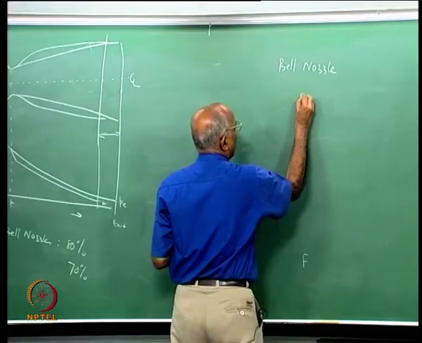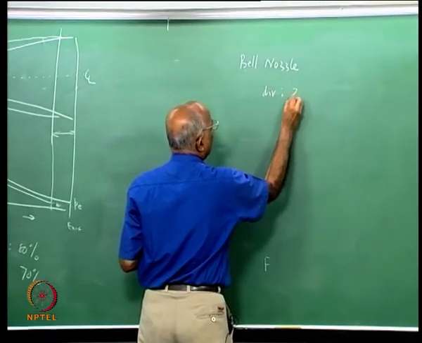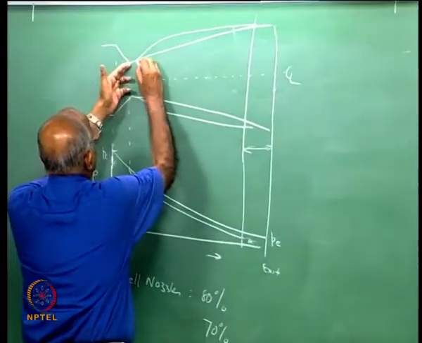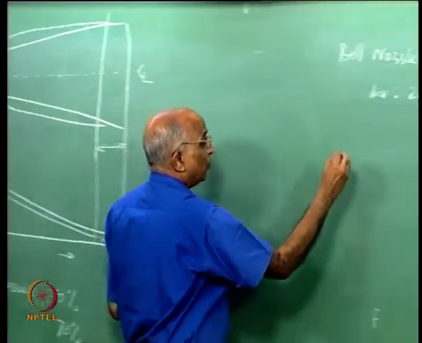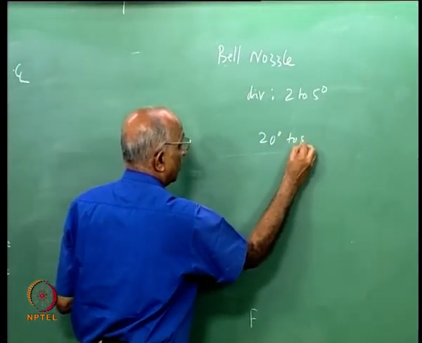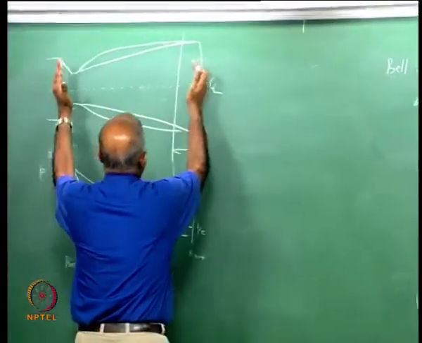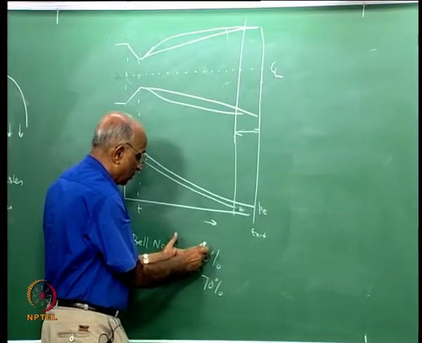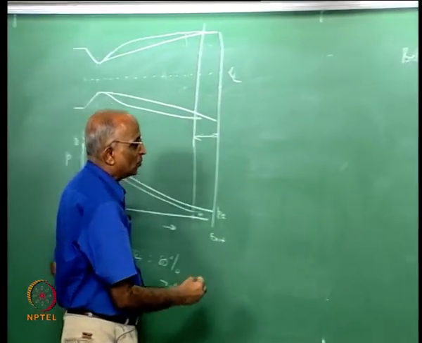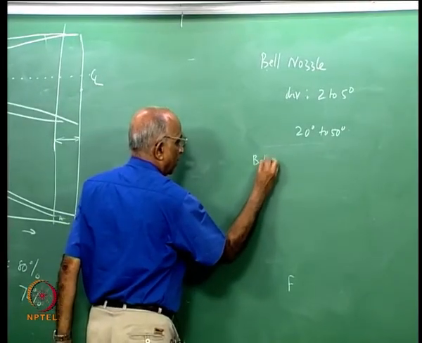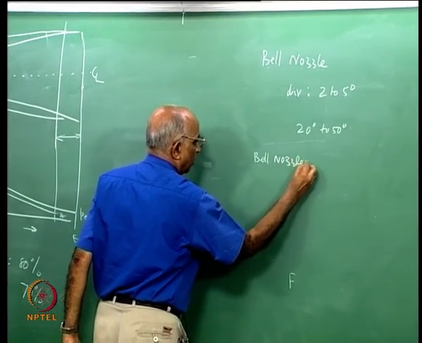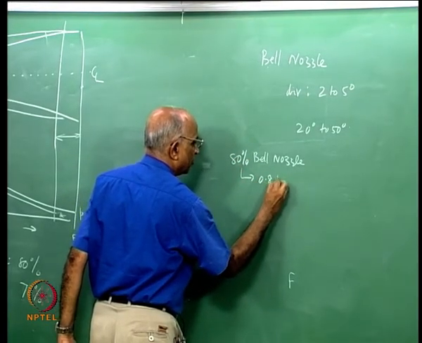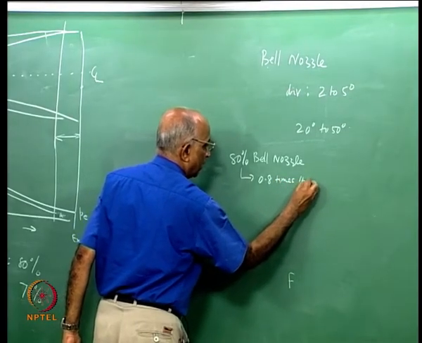I can give a divergence angle between, let us say 2 degrees to something like 5 degrees. Initially I expand it rapidly, here I give a large value, maybe 20 degrees to 50 degrees, and in the process I can make the nozzle a little more stubby, and I tell that the length of the bell nozzle could be a fraction of this, and this is what we call a bell nozzle. 80% bell nozzle means the length of the bell nozzle is 0.8 times that of a conical nozzle.